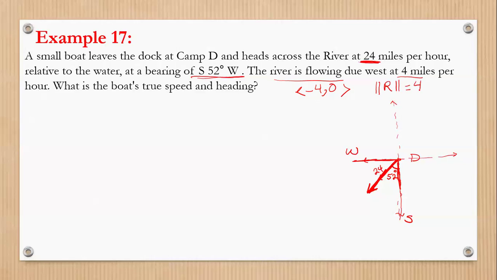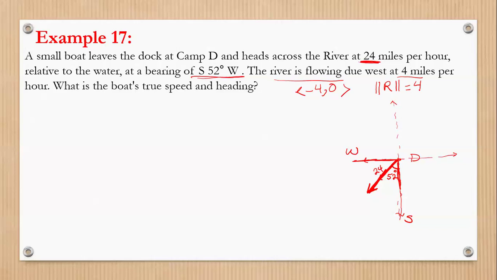Now it says, what's the boat's true speed? Because we know the boat has a speed of 24 miles per hour, but we also know that the river has a speed that helps the boat. So those together give me the boat's true speed.